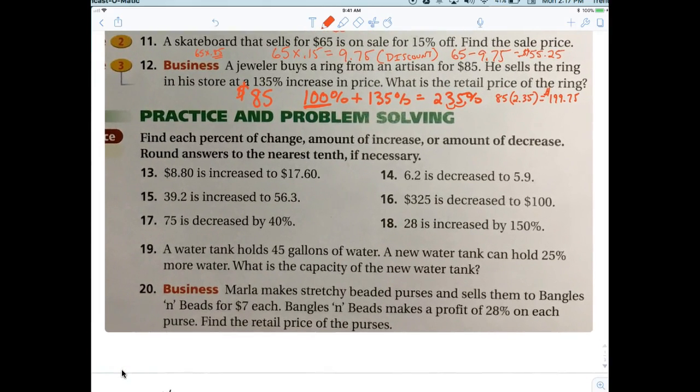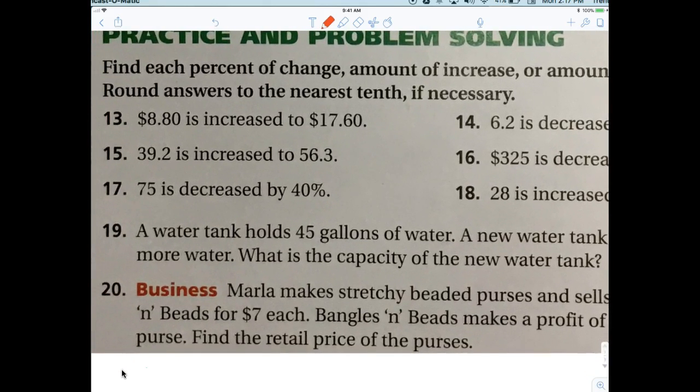Now, let me see. Thomas, you're on 13, buddy. Tell me what to do on 13. Read it to me. $8.80 is increased to $17.60. So what's my percentage increase? What do I have to do? You have to add them.